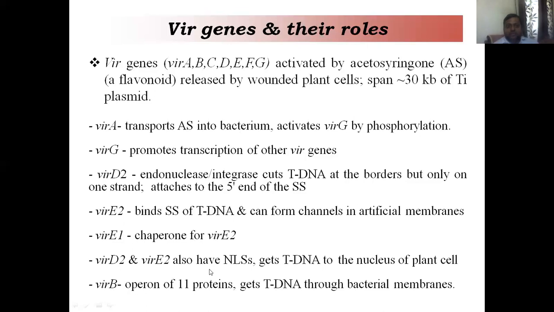So all these different Vir proteins have a specific role to play. The first Vir to be activated is VirA, which gets activated by acetosyringone. And once that gets activated, it leads to a cascade of reactions by different Virs, or virulence genes. We call them virulence genes.